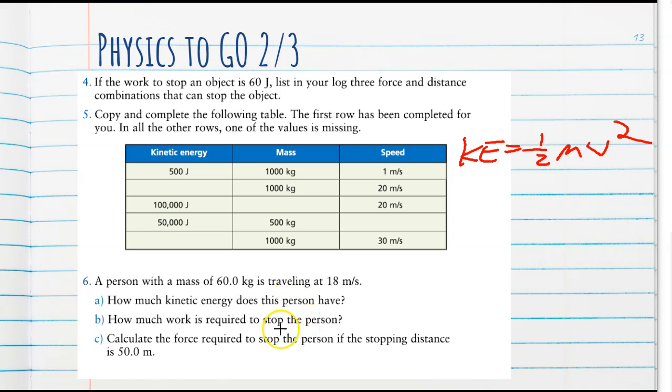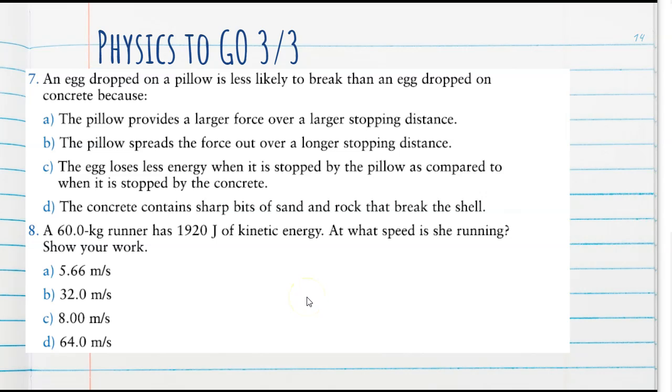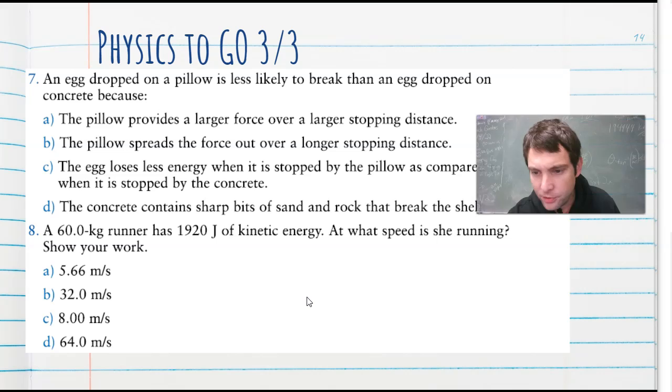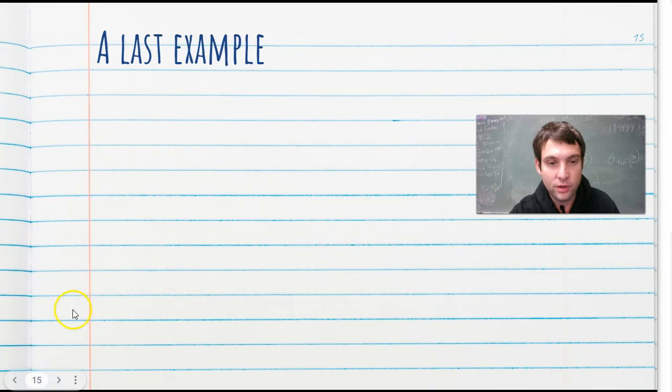How much work is required to stop the person? You know you're coming to a stop, so you're looking for work, probably. That work equals the change in energy, right? And then the force required would be the other work equation. 7, you should be able to handle without too much of a problem. And then 8 is a multiple choice question. So you have your mass, you have your amount of kinetic energy, and you're trying to figure out which is the correct speed. Hint: remember that it's going to be squared.